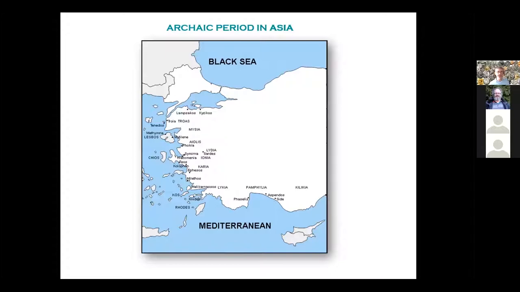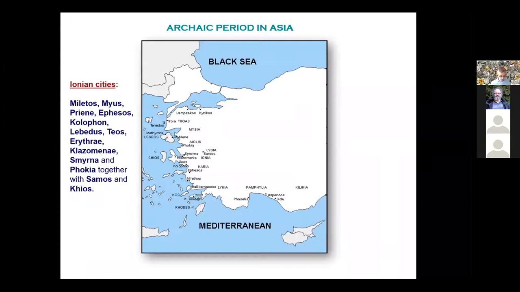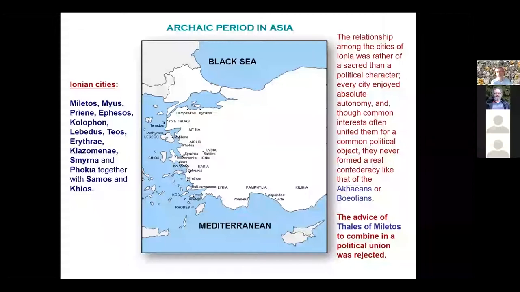So in Asia, that's what it used to be called at that time. There were many cities, of course. I didn't put all the cities that minted coinage at that time, but most of them. The Ionian cities were Miletus, Myos, Phrene, Ephesus, Colophon, Lebedus, Chios, Eretria, Clazomenea, Smyrna, and Phocaea. And then the islands, Samos and Chios. So these were all cities that cherished the individual character of the polis.